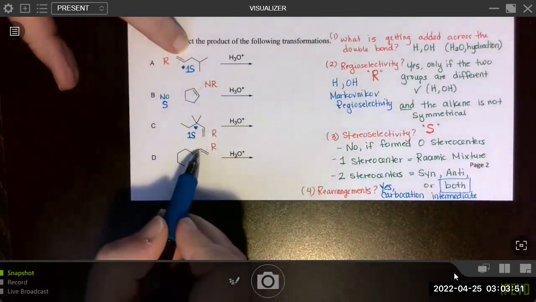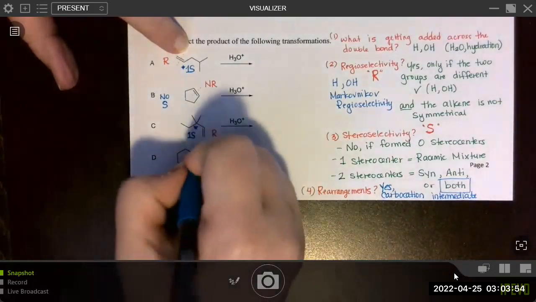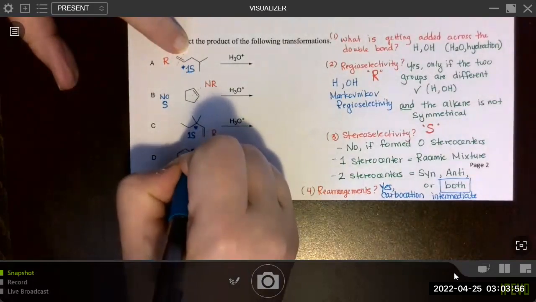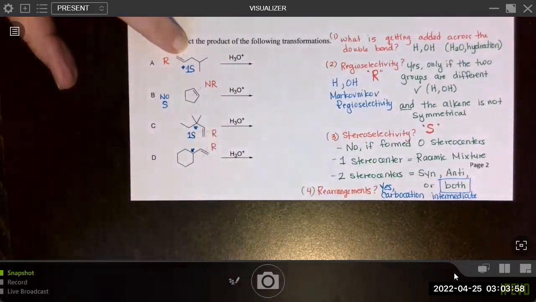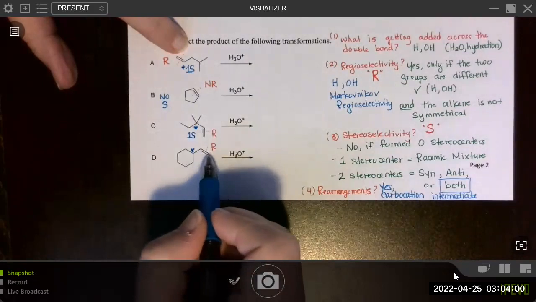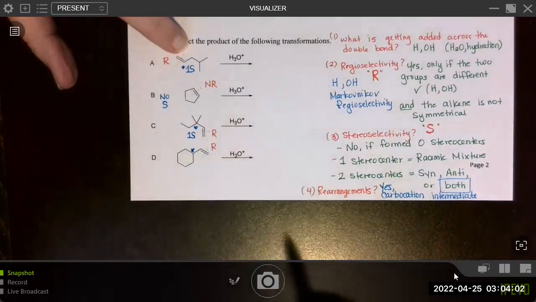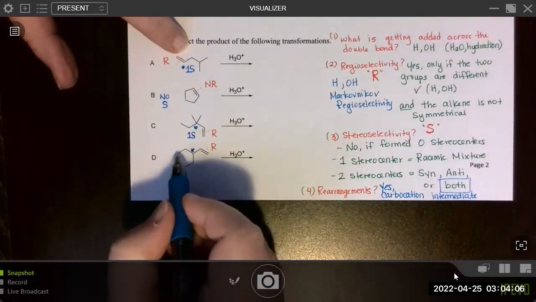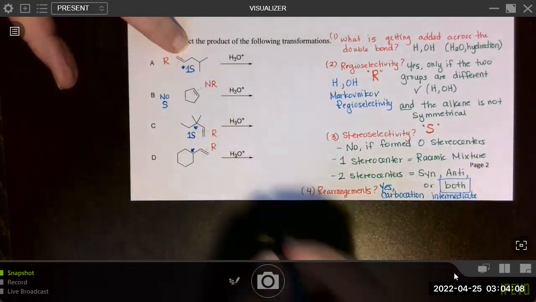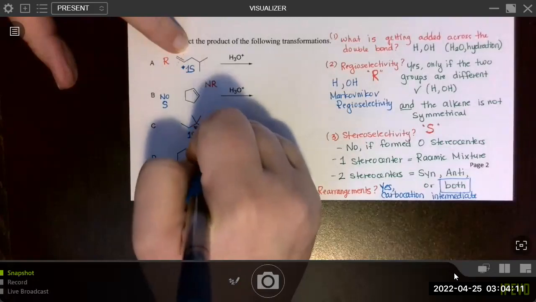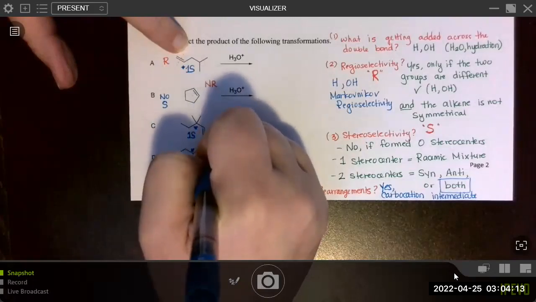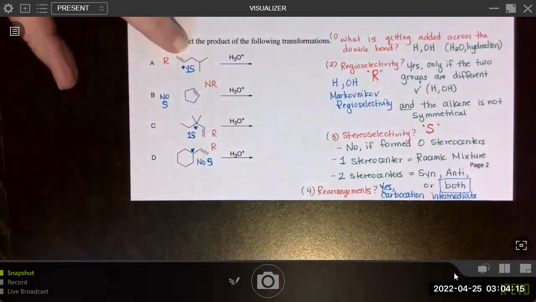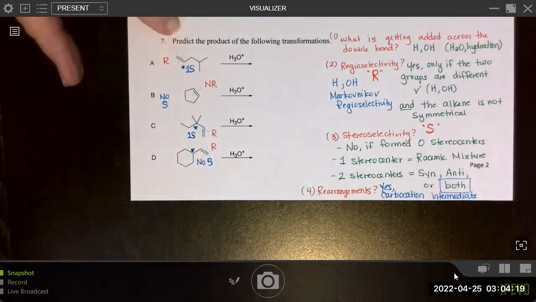Again, this secondary carbocation will undergo rearrangement. The OH will end up here. And this will become an ethyl group because we have a hydride shift happening. However, this will not be a stereocenter because these 2 groups are considered identical. This one is no stereoselectivity.